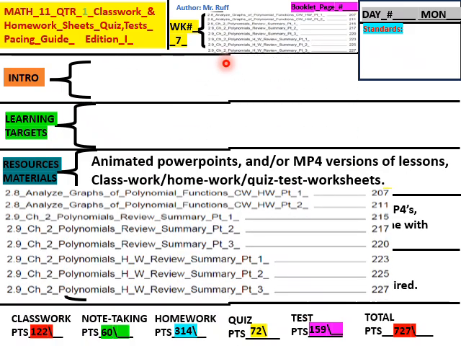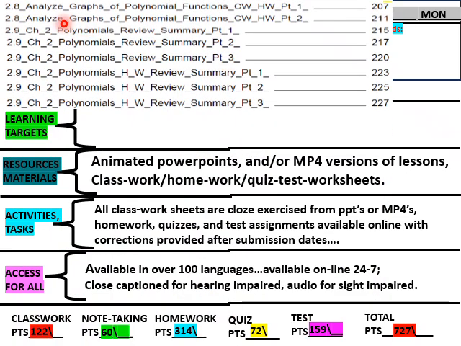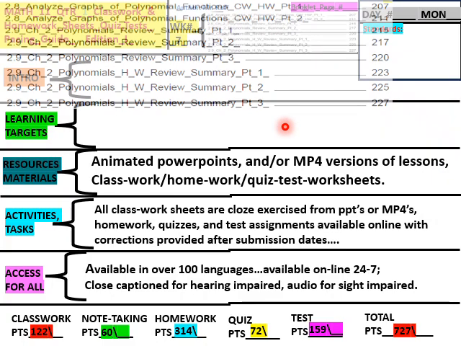So we start here with 2.8, analyze graphs of polynomial functions, classwork, homework, part 1, part 2. And then 2.9, Chapter 2, polynomials, review summary, part 1, part 2, part 3. And then 2.9, Chapter 2, Polynomials, Homework Review Summary, Part 1, 2, and 3. So there's your assignments there.